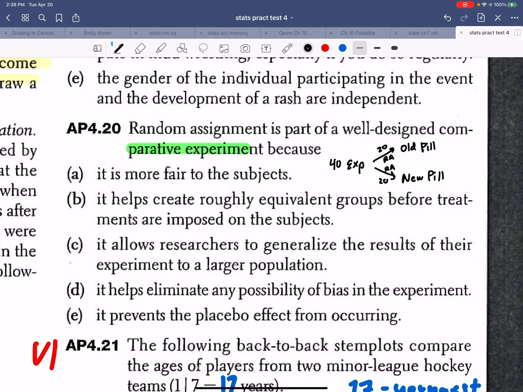It creates two groups that are roughly equivalent, so that each group should be like a little half of a population of people in general. And that's why we have to use random assignment. All right, we like it.